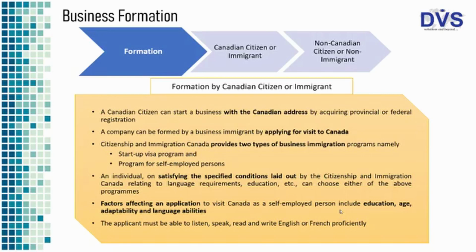Factors affecting an application to visit Canada as a self-employed person include education, age, adaptability, and language abilities. The most important criterion is that the applicant must be able to listen, speak, read, and write English or French proficiently to be eligible to apply for this program. That is done by various online tests, and the results of the tests are taken into consideration for providing these schemes to business immigrants from abroad.